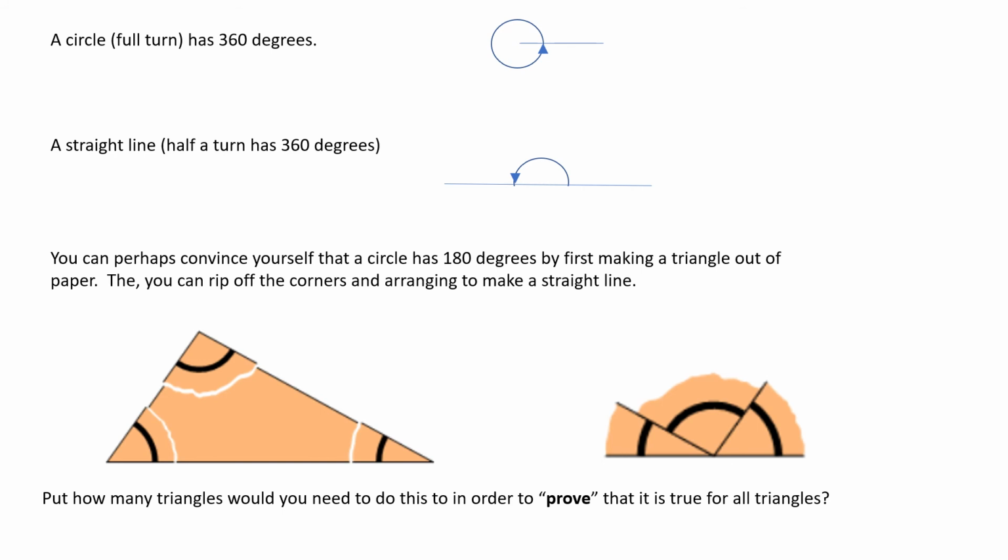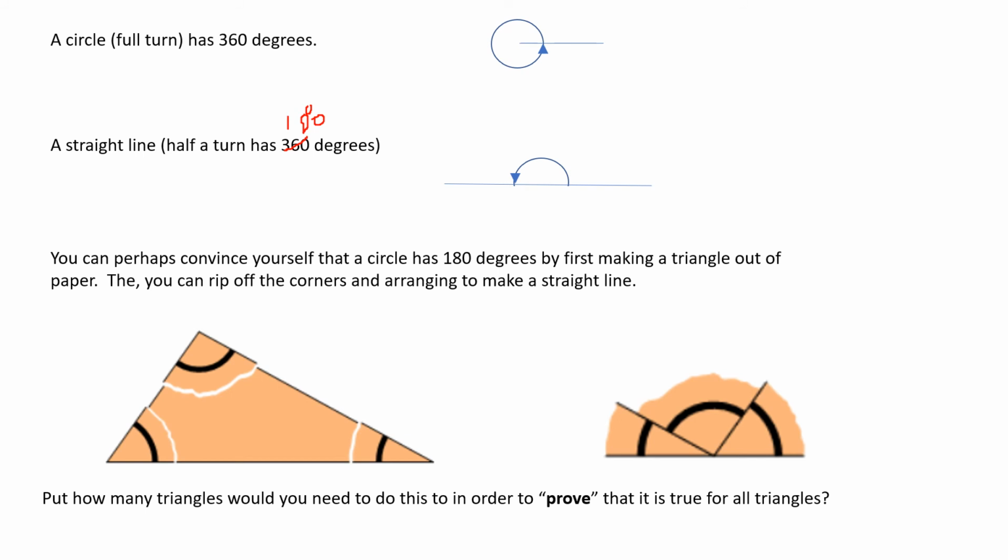So if a circle is 360 for a full turn, then a half turn will be 180 degrees. And so, how can we convince ourselves that a triangle has 180 degrees?